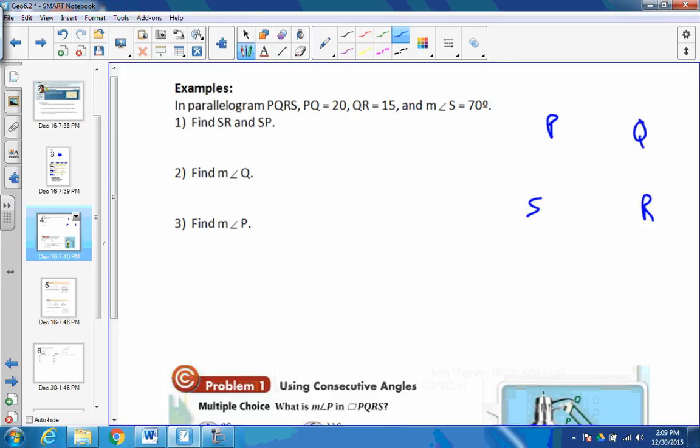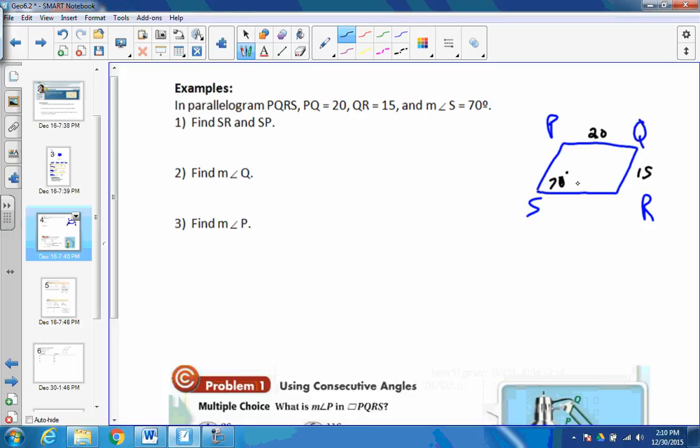Measure of angle S is 70 degrees. So we'll go like this. PQRS. There's our parallelogram. PQ is 20. QR is 15. And angle S is 70 degrees. That right there tells you a lot, because we can find just about everything else that we need to find. I know my handwriting isn't the best, but hopefully you can read those.